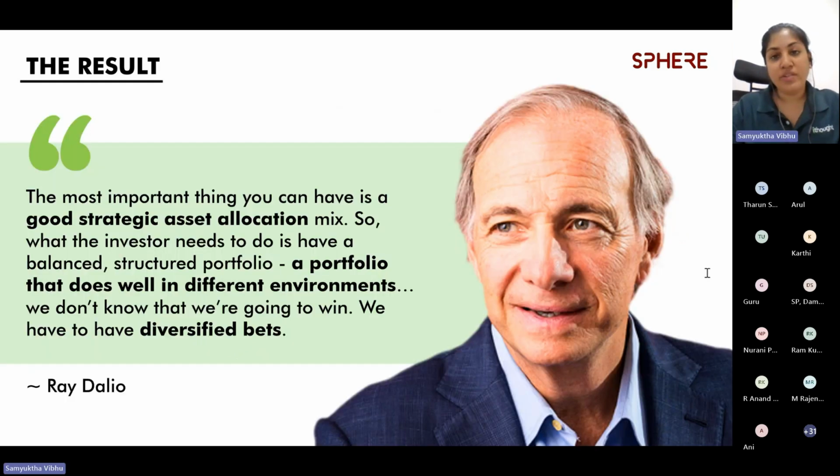So what you want is a philosophy. And if I look at a really good philosophy, you have Ray Dalio, this amazing hedge fund manager for Bridgewater Associates, and you see that his idea of what investors need is a good strategic allocation. Meaning you should have investments across asset classes, and you need a balanced and structured portfolio which does well in different environments.